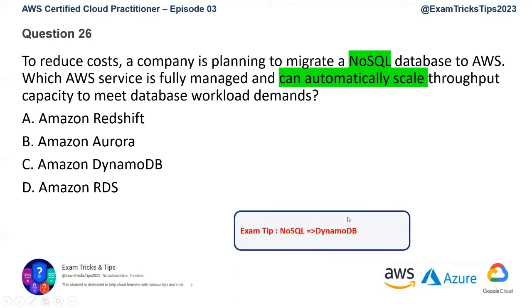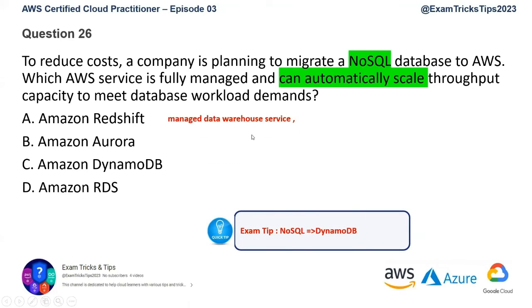All right, so I've highlighted my keywords. Essentially, we're talking about a NoSQL database that can automatically scale. In this case, exam tip: the moment you see NoSQL, if you have gone through the AWS databases and read through the purpose of each of the databases, then you would understand the answer will be DynamoDB. But yeah, we'll go through each and every option and see if we are right or wrong.